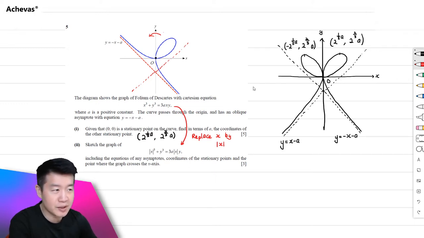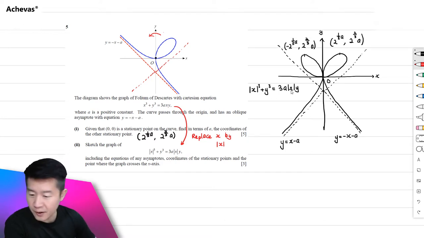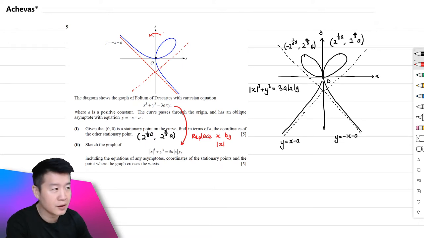Okay, so this is going to be our graph of modulus of x to the power of 3 plus y to the power of 3 is equal to 3a modulus of x times y. Okay.